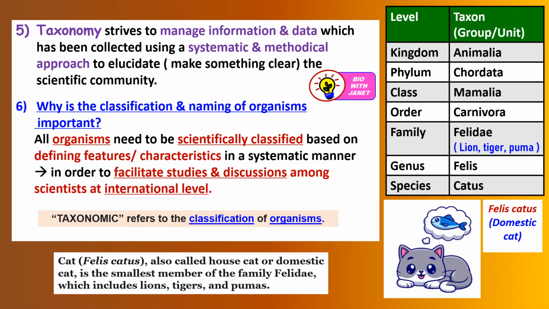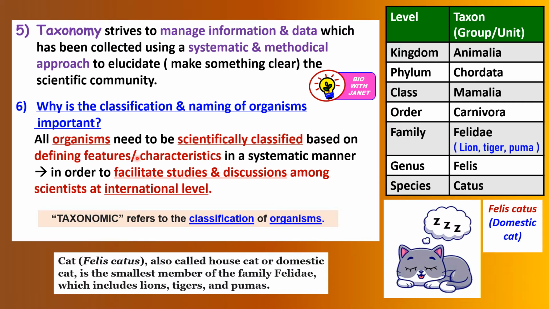Now, taxonomy strives to manage information and data which has been collected using a systematic and methodical approach to elucidate, that means to make something clear to the scientific community. So what is made clear is the information about each organism, all right, about the characteristics of the organism and its classification. So why is classification and naming of organisms important?